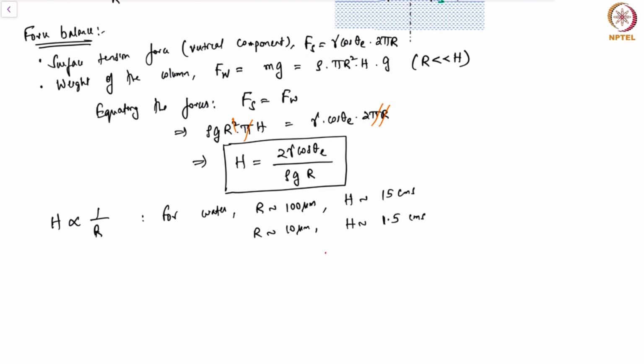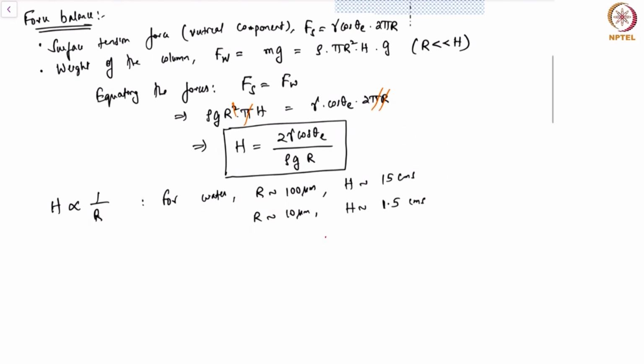In addition, the walls of these capillary tubes need not be perfectly rigid. They can also be flexible, and that can cause the capillary tube to shrink in diameter even more, and we will see the effect of elastocapillary effects a little later. So this is the force balance, and most of you must be familiar with this kind of an approach.